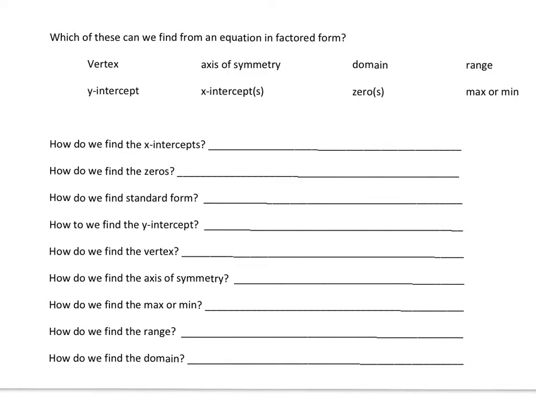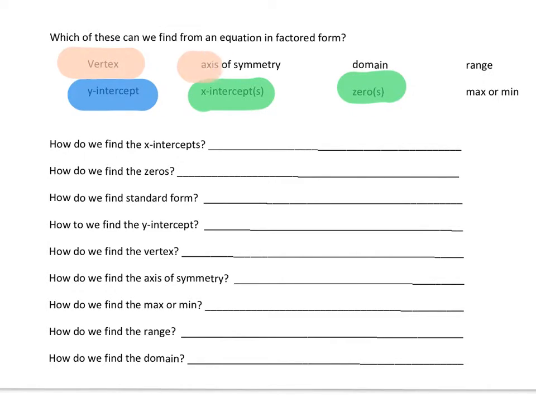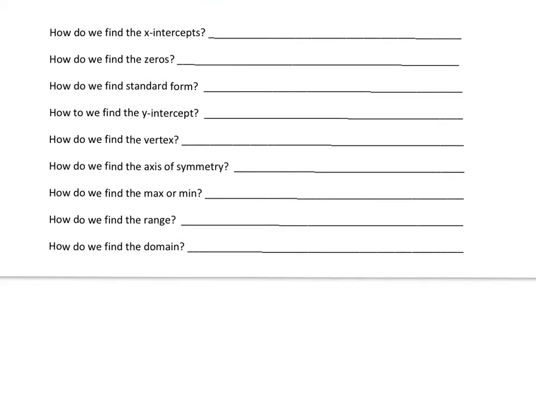So which of these can we find when an equation is in factored form? Well, the great thing is when it's in factored form, I can find everything. Factored form gives me, first and foremost, my x-intercepts and my zeros, so it makes those easy to find. And in factored form, it's easy for me to multiply that out to get the y-intercept. And if I multiply it out, I can also then find my vertex, which gives me my axis of symmetry, my range, and my max or min. And lastly, I always know my domain, because my domain is the same thing every time. So if my equation is in factored form, I can find everything that I need to know. So let's start with, how do we find the x-intercepts?